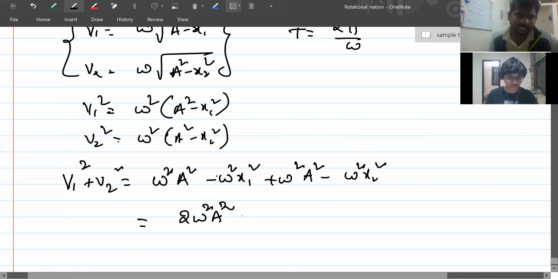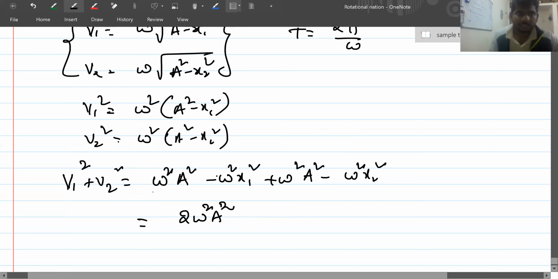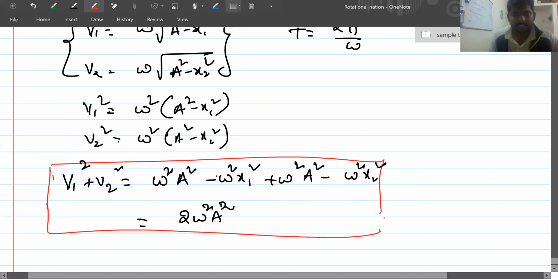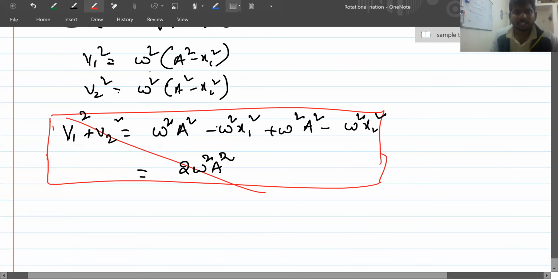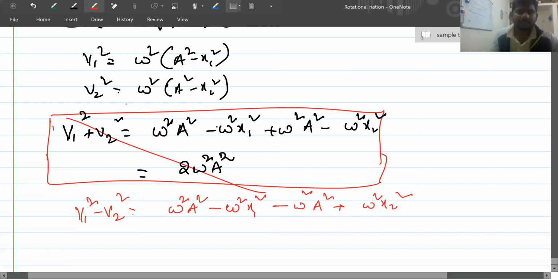Even if you subtract, it will happen. No, they cannot get eliminated. You just check it here. If we subtract, what will happen? Omega square a square and omega square a square will get cancelled, right? V1 square minus V2 square is equal to omega square a square minus omega square x1 square minus omega square a square plus omega square x2 square, right?